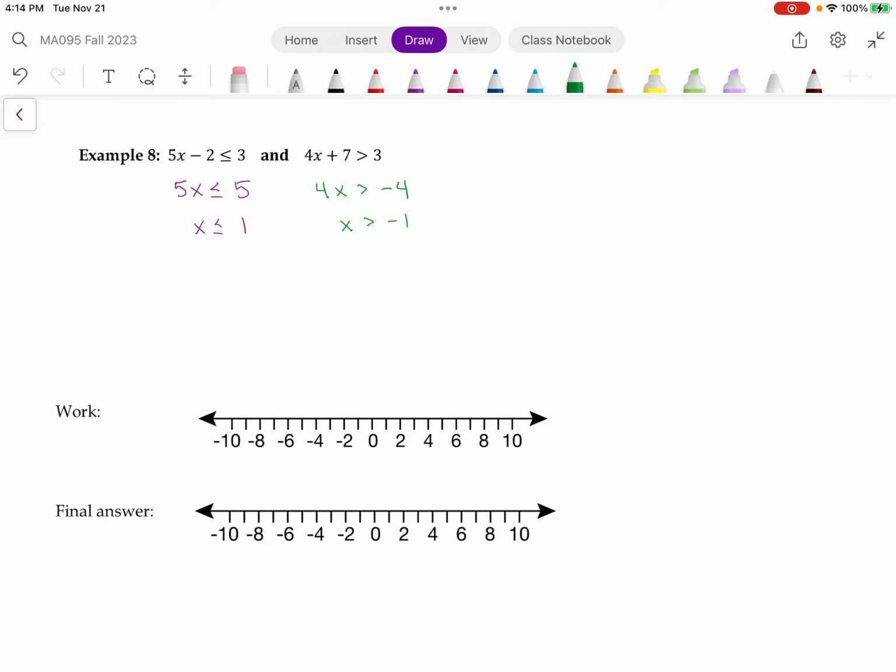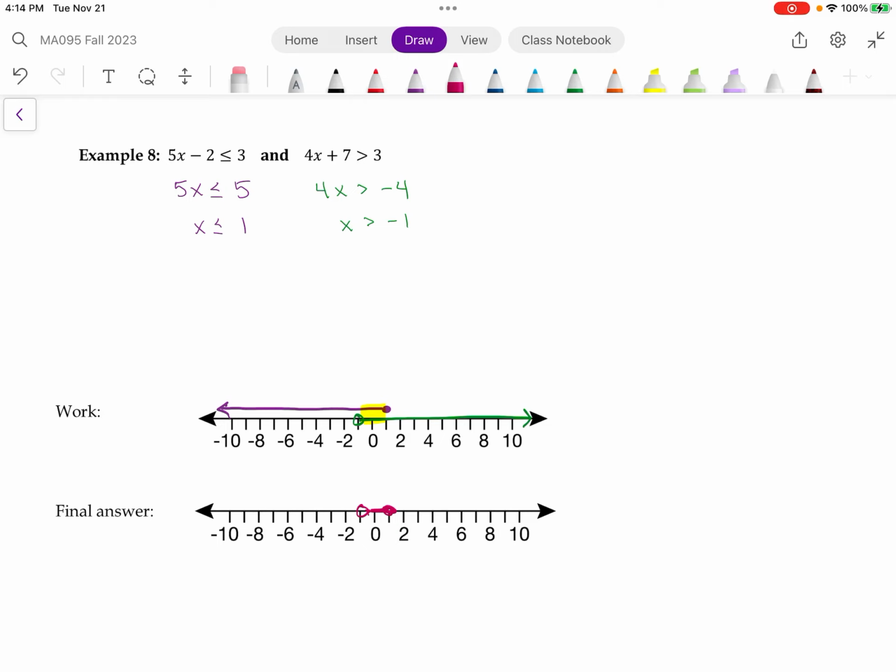All right, so let's do the green one. X is greater than negative 1. So negative 1 is here and it's greater than, so it's open and it goes to the right. And then I've got less than or equal to 1. So 1 is here and I'm going to go to the left. All right, the word is and. So what do you think? It's going to be this little area right here. So our answer is going to go from negative 1 up to 1, like that.